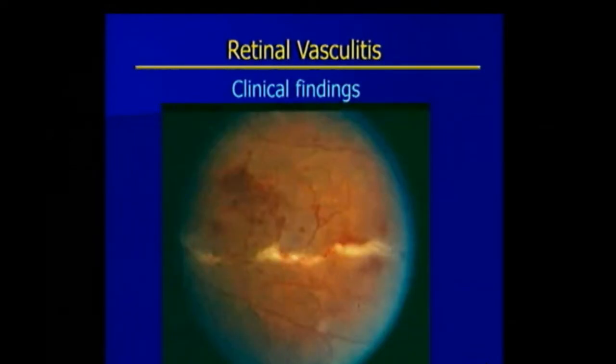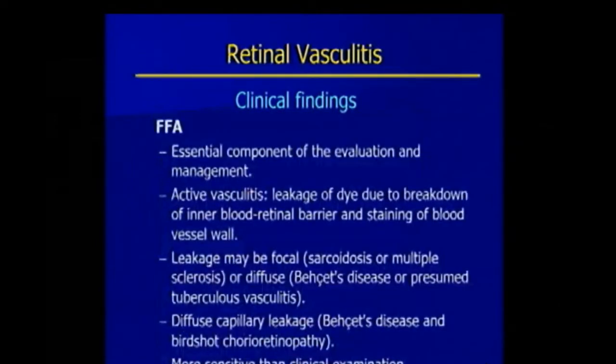So this is again to remind you, this is what we call active vascular sheathing. Fluorescein angiography is essential in the workup of these patients, in the imaging. If you do fluorescein angiography, you will expect to see leakage of dye due to breakdown of the inner blood retinal barrier and the staining of the blood vessel wall.